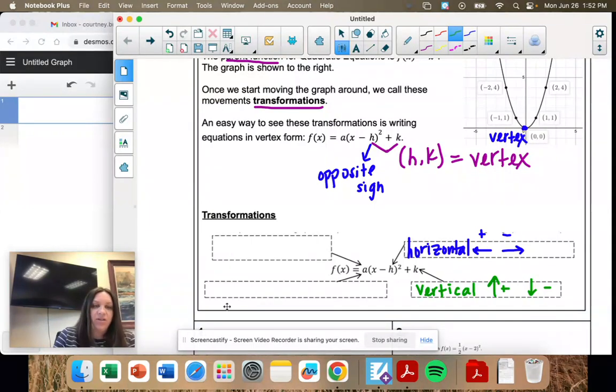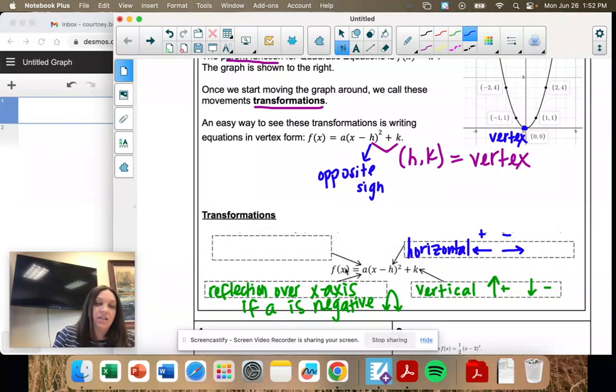The first thing we've seen in our last section: if a is negative, if you start a parabola with anything negative, it turns it upside down. So we actually call that a reflection over the x-axis. So a reflection if a is negative, and that just means that our parabola is going to be upside down.